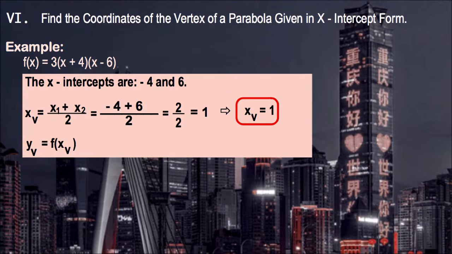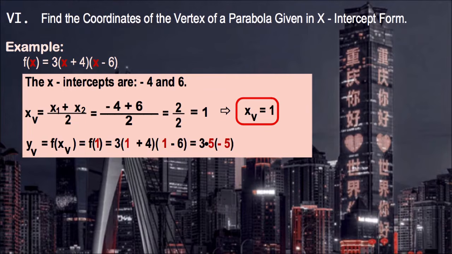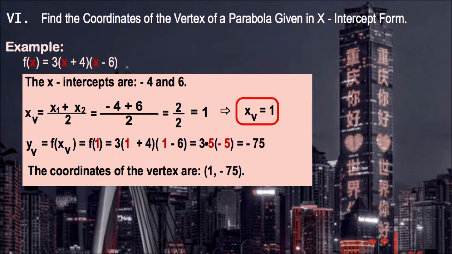Y vertex is found by finding f of x vertex. So in this case, f of 1. f of 1 is 3 times the quantity 1 plus 4 times the quantity 1 minus 6. We've substituted that 1 everywhere we see an x. Now let's do our calculations. 3 times 5 times negative 5, which results in negative 75. Thus, the coordinates of the vertex are 1, negative 75.